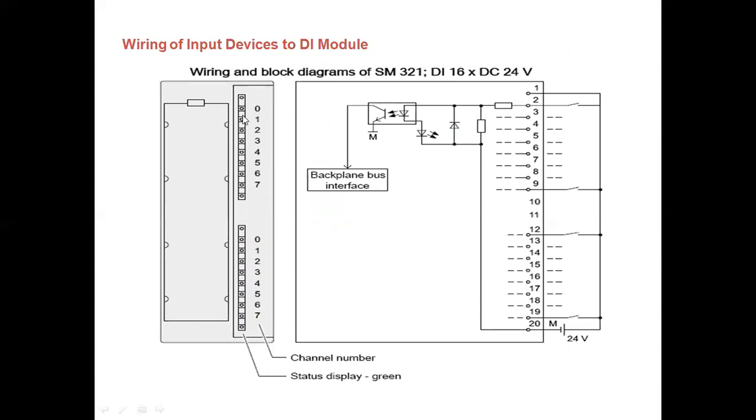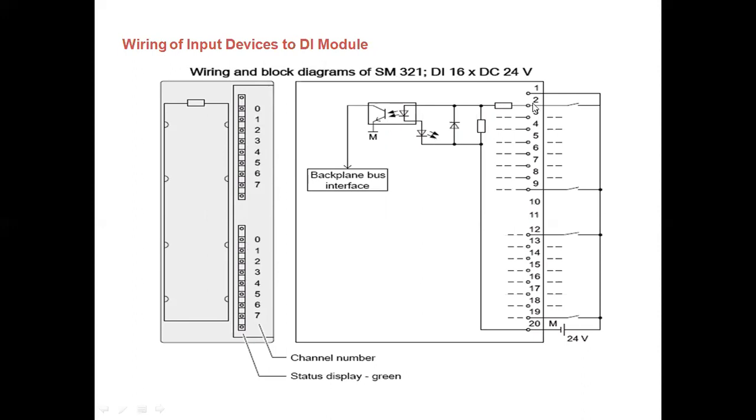0 to 7 bits are there, right? In one byte, we have 0 to 7, total 8 bits. So this is one complete byte. Another byte is there at the bottom, so 2 bytes will be there. This is for a 16-bit module. You can see DI16, that is DC 24 volt.